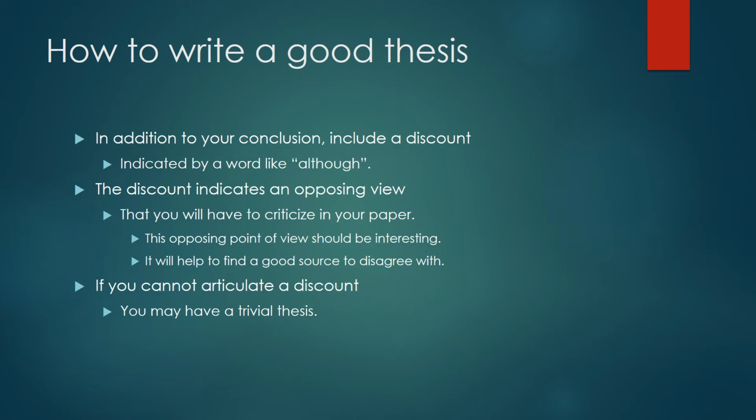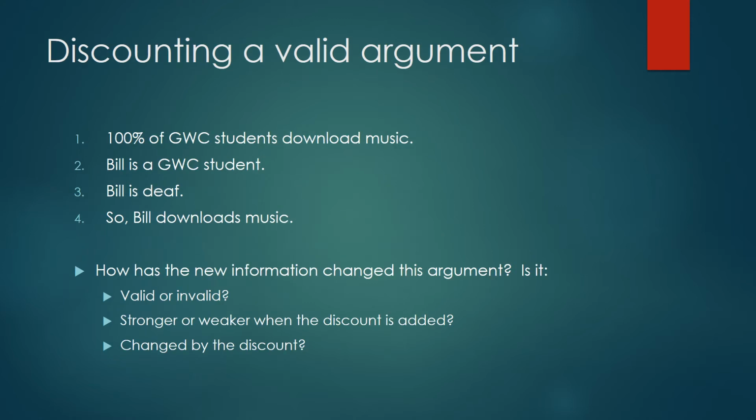The challenge is to find a good source that you can disagree with. Okay? And you can disagree with it and then respectfully say why that source is wrong. Now, if you're unable to articulate a discount, there's a good chance that you have a trivial thesis and your paper is not going to be very interesting. Okay? Think about that the next time you have to write a term paper. Anyway, now let's see what happens when we discount a valid argument.